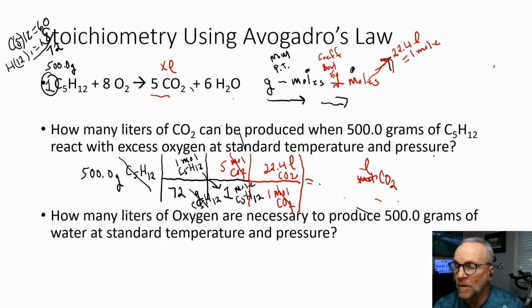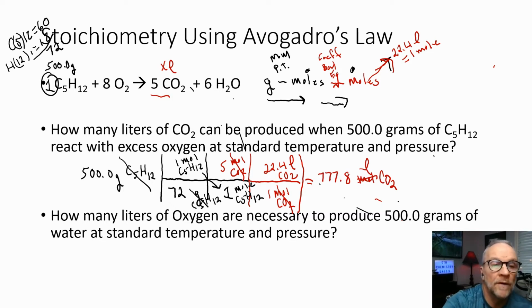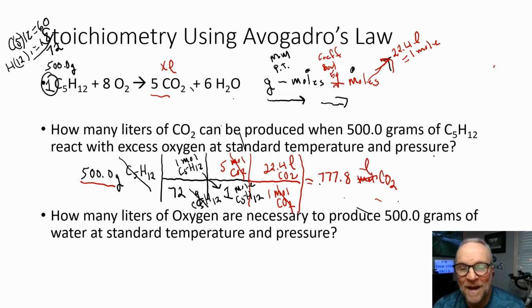So if you multiply across the top, 500 times 5 times 22.4, and then divide that by 72, you should get 777.8 liters of CO2. We've got 4 significant figures at our starting place, so we'll get 4 in our answer. Alright, so now your turn. Pause the video, work that problem, and see how you come. Alrighty. Alright, hopefully you've done that.